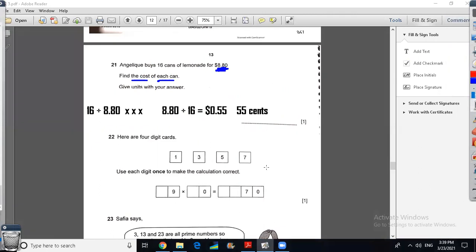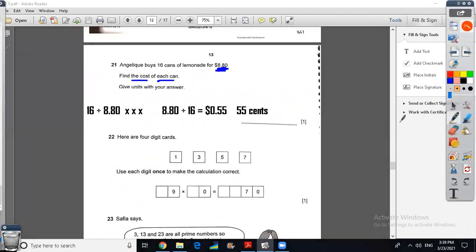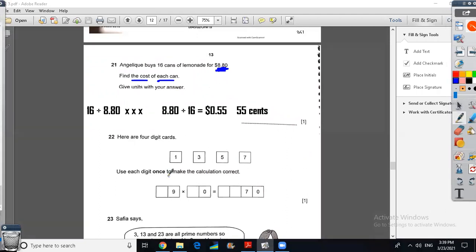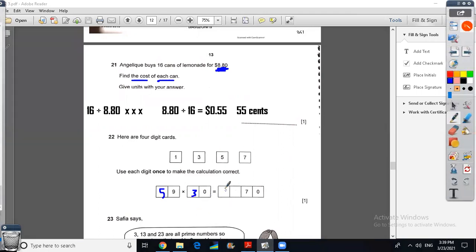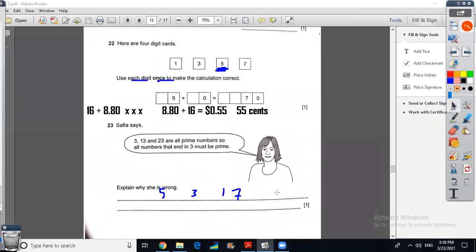Let's continue. Here they say, here are 4-digit cards, and they want you to use each digit once to make the calculation correct. The only way that you can do this here is going to be 59 multiplied by 30. They use already them, so it's going to be only 59 multiplied by 30. Using the calculator is going to give you here 1,770. That's the only way that is going to work.